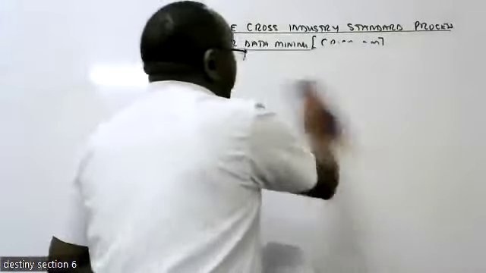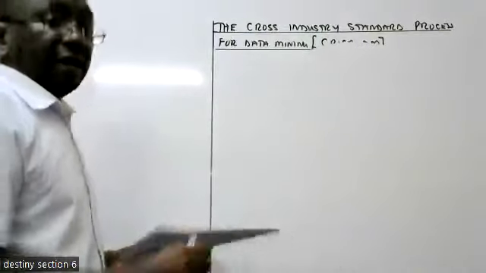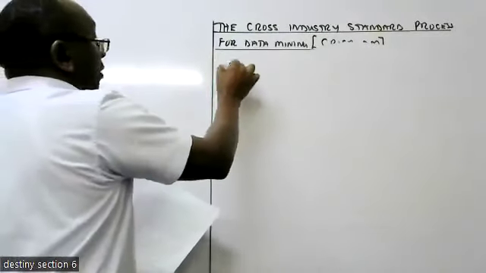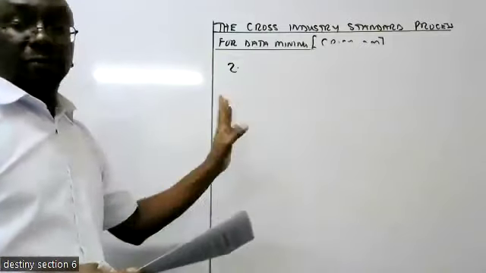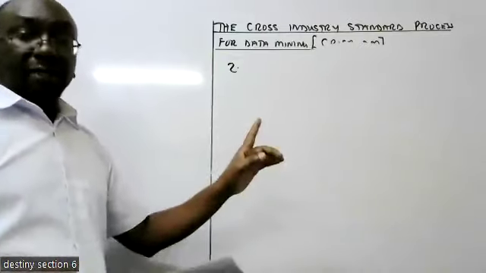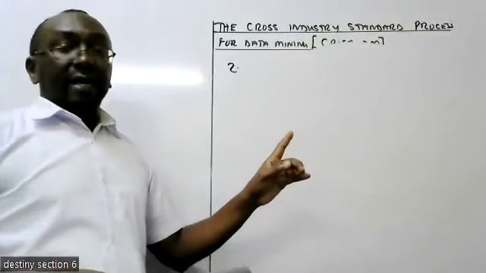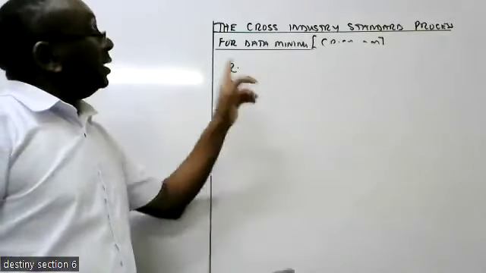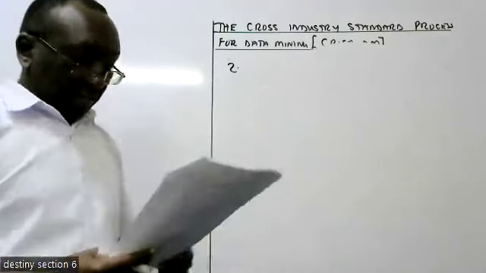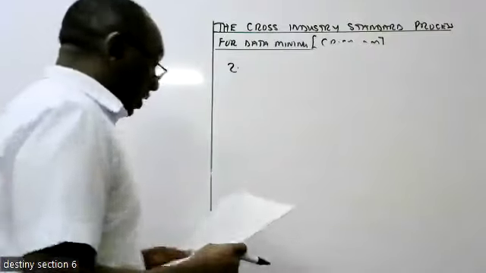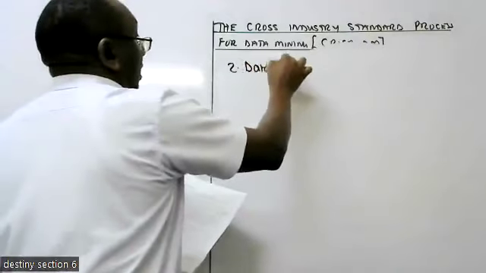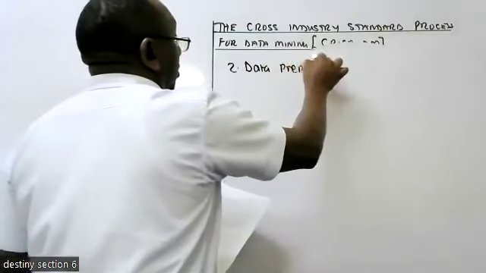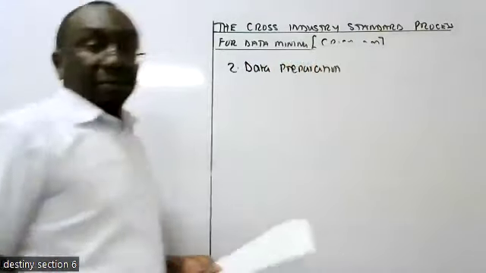Step number 3. Nimegundua hapo kwa data, whatever nilikuwa nimeandika number 1, but it was supposed to be 2. Step number 1 tumesema ni business understanding. Then number 2 tukasema ni data what? Data understanding. Number 3 is called data preparation.